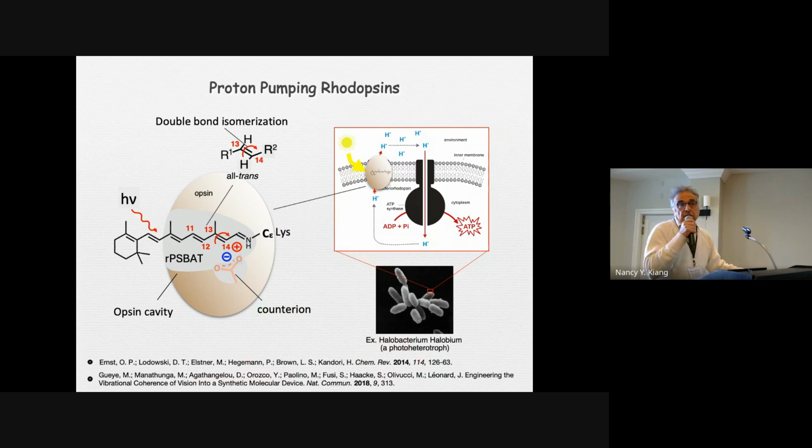The other thing that we have learned is that in order to function, to trigger the so-called photocycle, the photon that is absorbed actually triggers a photochemical reaction. So this is going to be a selective double bond isomerization, which in microbial rhodopsin is usually the isomerization of the double bond in position 13, 14. So remember that, okay?